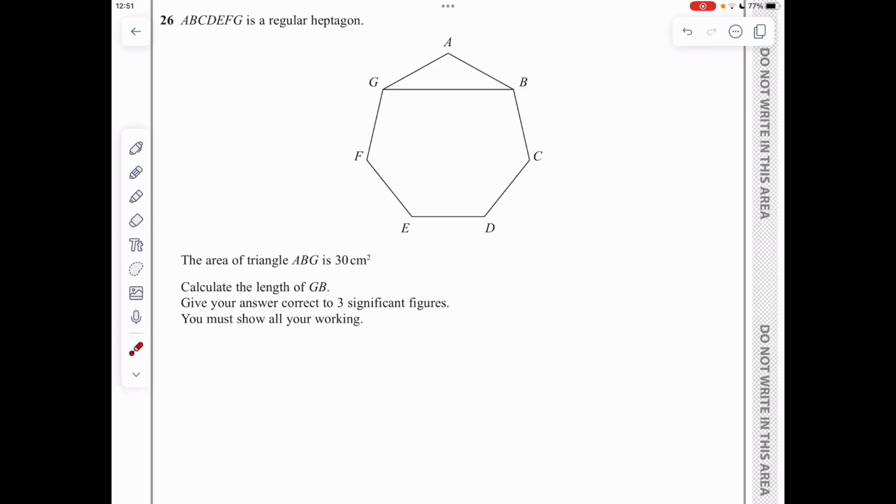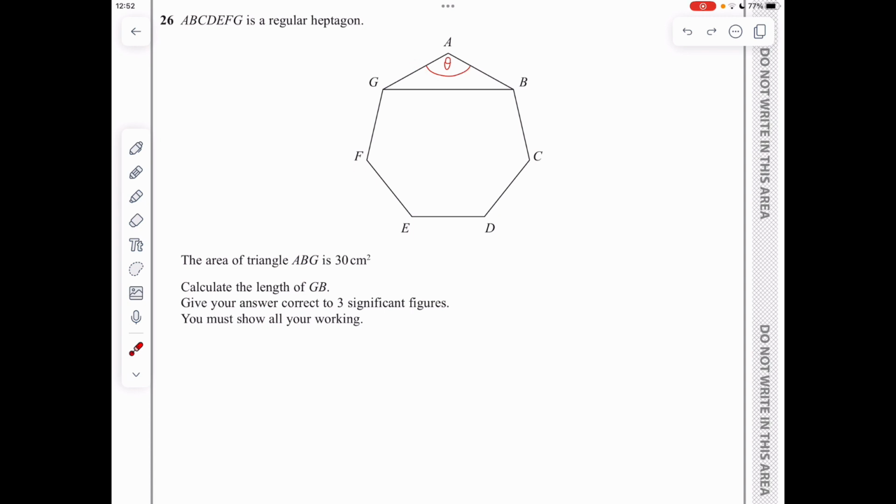In 26, we've got a regular heptagon. Now the word regular means that all sides are of the same length. So all of these have the same length. We are being given that the area of triangle ABG here is 30 square centimeters, and we need to find the length of GB. I will start by labeling the angle GAB as theta, and we know that AG and AB are equal in length.